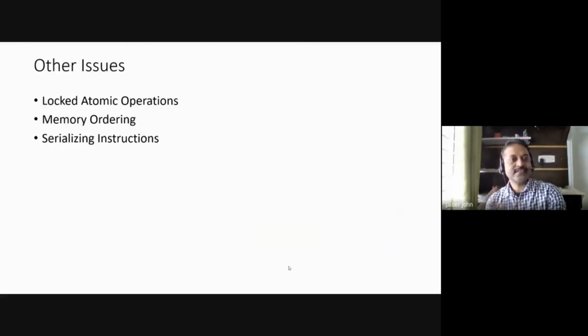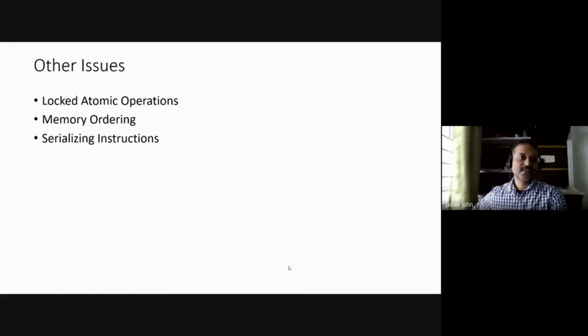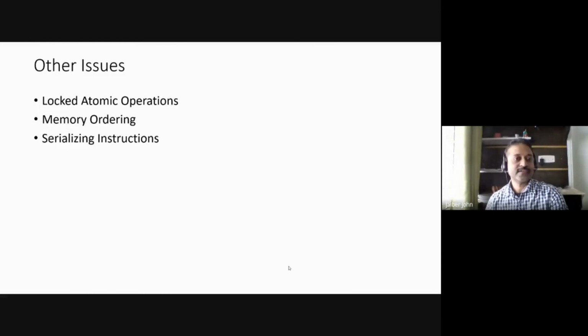Now, there are other issues as well, which are explained in the SDM: atomic operations, right? This means that there are locked atomic operations where, when this instruction is executed, nothing else should execute. Only this should run. So we have to send a signal to other cores to stop them from proceeding, run this, and then proceed forward. And there are so many optimizations possible in this.